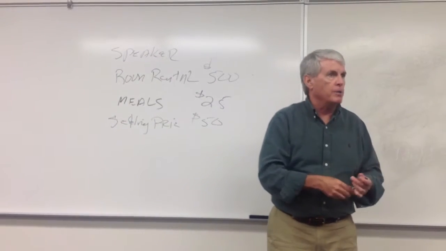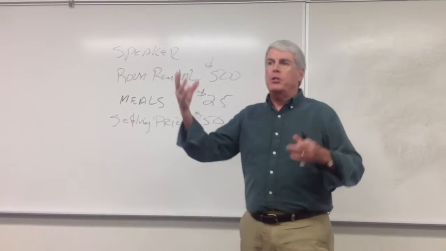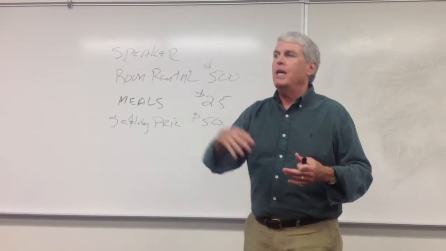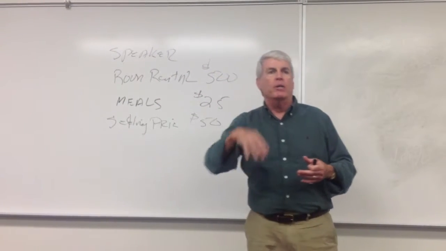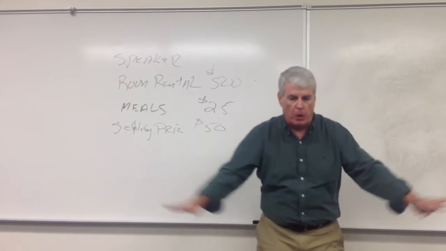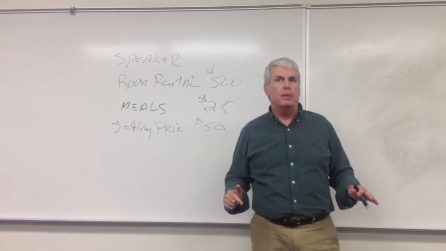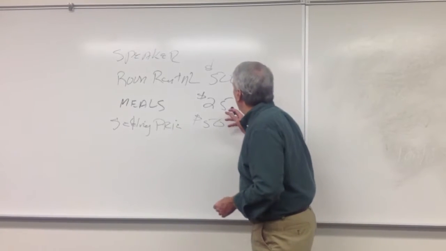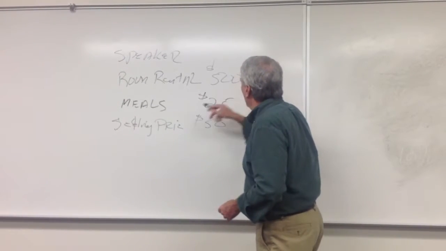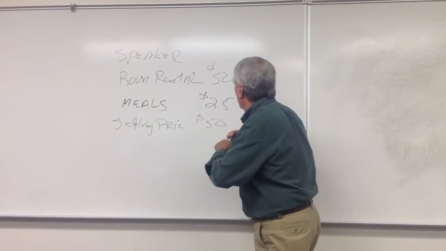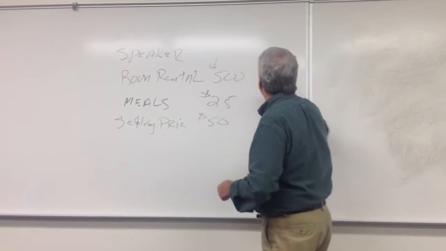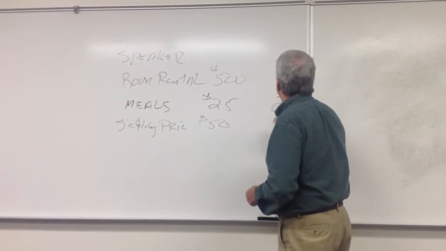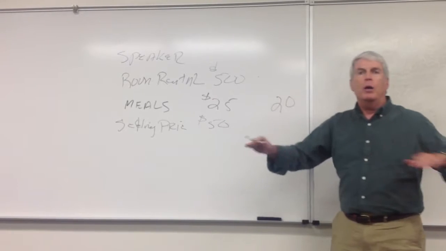$25. How many times does she have to drop $25 into a $500 deep hole in order to fill up the hole and break even? 20. She needs to do it 20 times. So in other words, she's going to drop $25 in contribution margin into a $500 deep hole 20 times, and on the 20th person, she's going to break even.